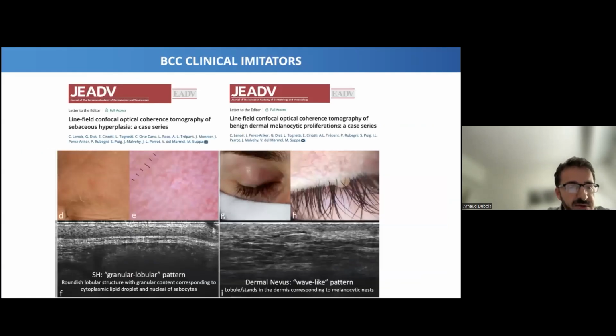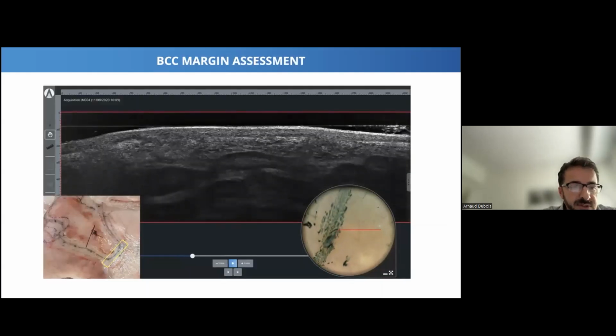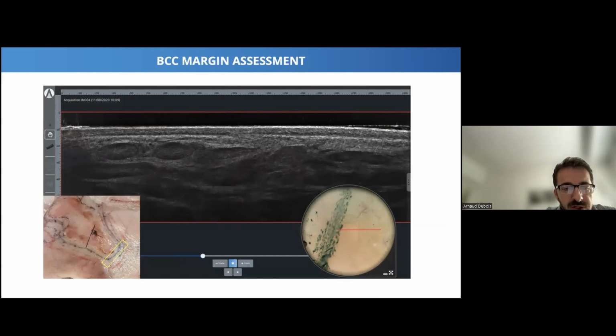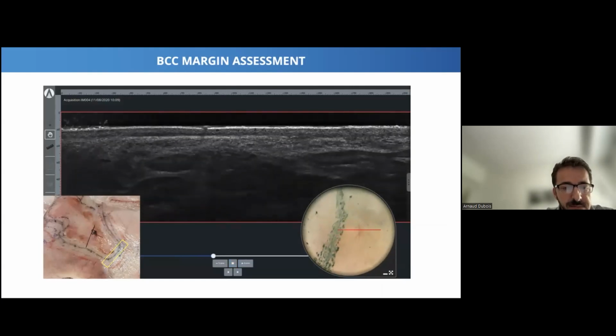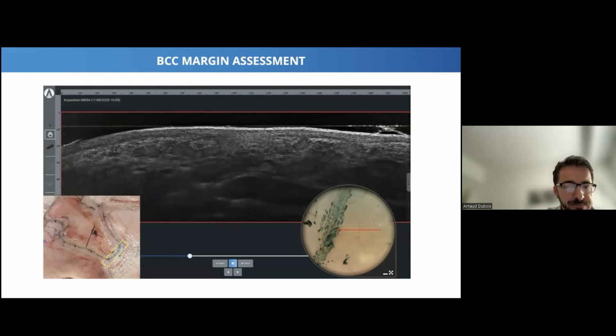Several studies have been conducted on the ability of LC-OCT to differentiate BCCs from imitators, such as sebaceous hyperplasia on your left and dermal nevus on your right. LC-OCT allows the evaluation of the margin in BCC surgery by imaging all around the lesion in real time.